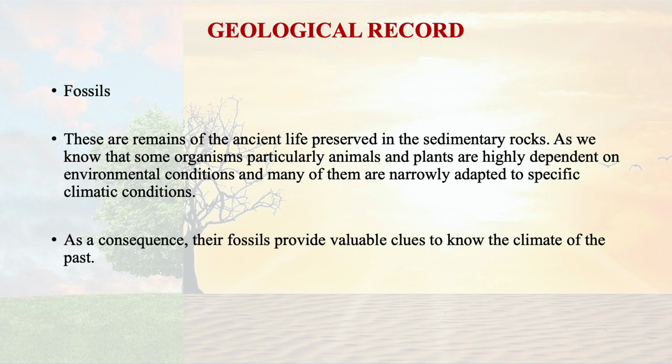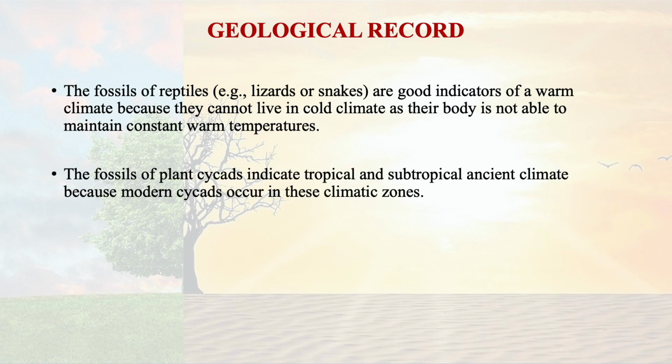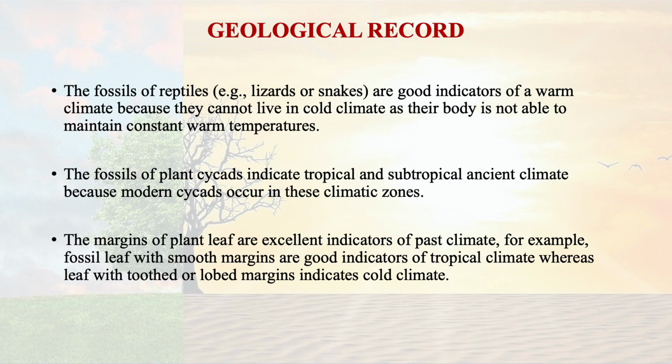For instance, if you find a fossil of a reptile, that shows a warm climatic condition, because these reptiles cannot live in a cold climatic condition. Similar is the case with the plants also. If the fossils of the plant cycads are present, it indicates tropical and subtropical climatic conditions. For that matter, even the margins of the leaf are an indicator of the past climate. So every aspect of the plant and animal remains provides us vital information.